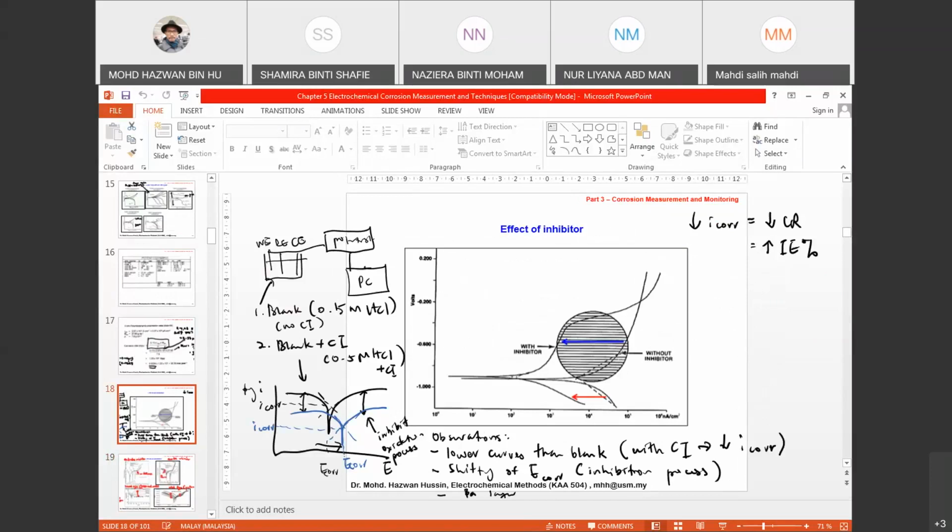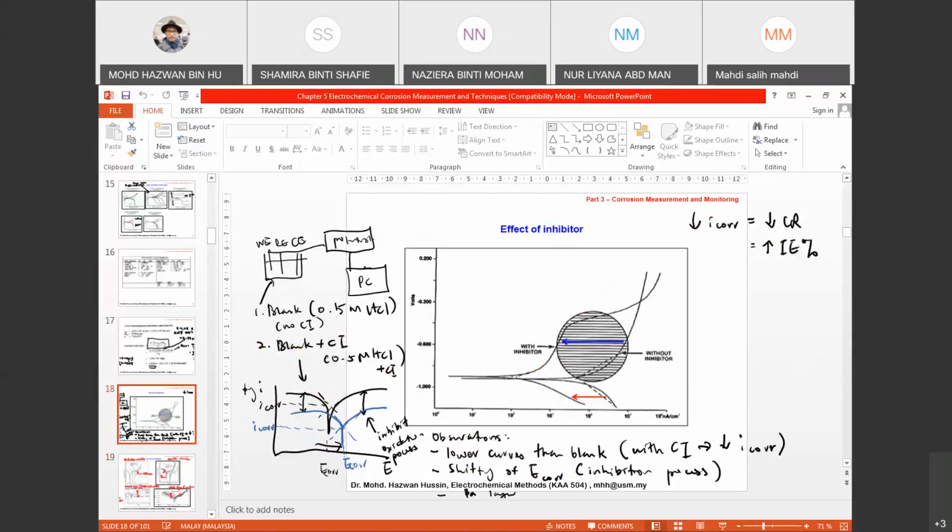We also look at the effect of inhibitors in terms of potential dynamic polarization. You will see that when you add inhibitors, it forms a curve that is lower than the blank, or lower than in the absence of inhibitors. This indicates that when you add the inhibitor, it will produce lower current. Lower current means a lower corrosion rate with a higher inhibition efficiency. Okay.